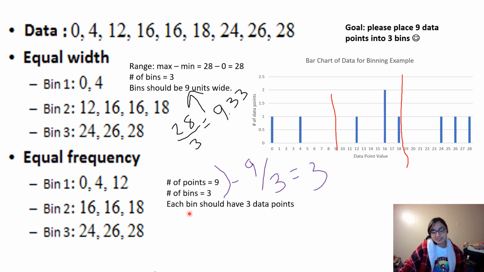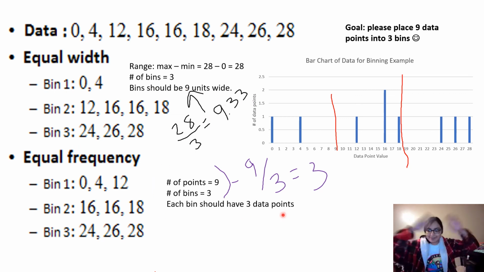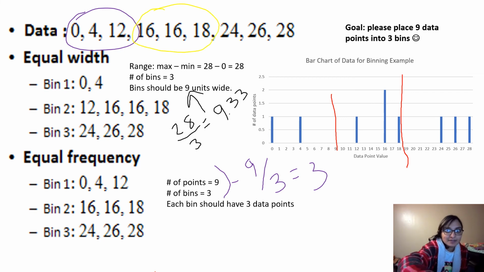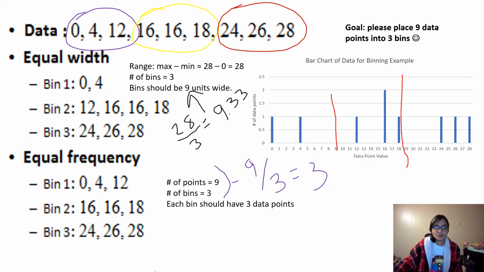And the main idea is that you're just trying to ensure that the bins by and large have the same number of items in them. And here it works out neatly that each bin has 3 data points. In this situation, for equal width, each bin is about 9.33 units wide. But for equal frequency or equal density binning, each bin has 3 data points. So we go in order and we take the first 3 here, 0, 4, and 12, in the first bin, Bin 1, then the next 3 come into the next bin, and lastly this one comes into the last bin, with 24, 26, and 28.